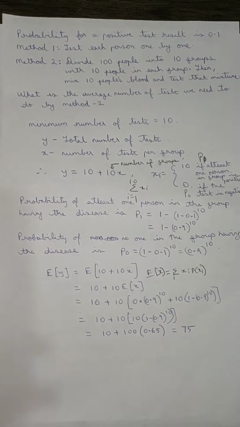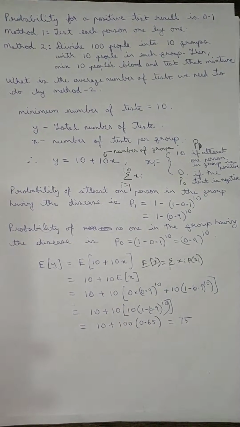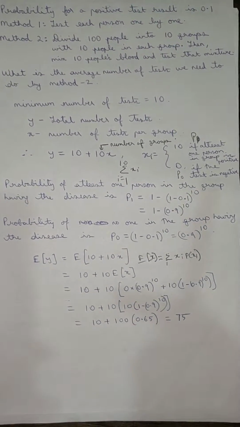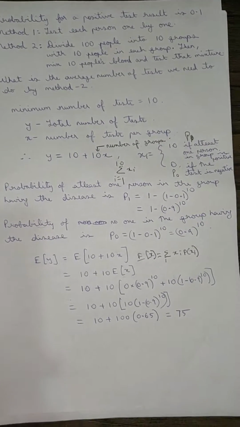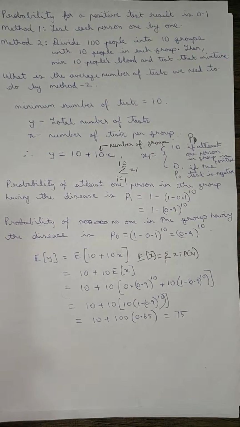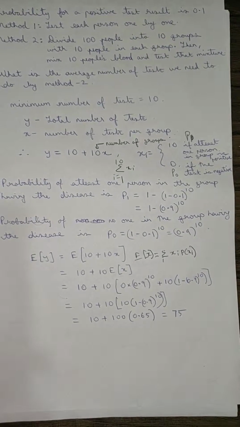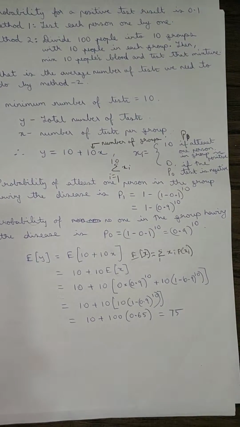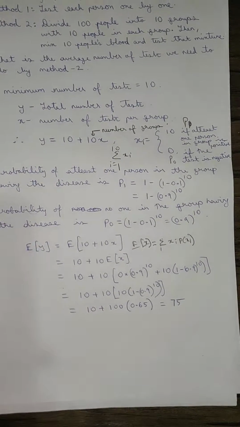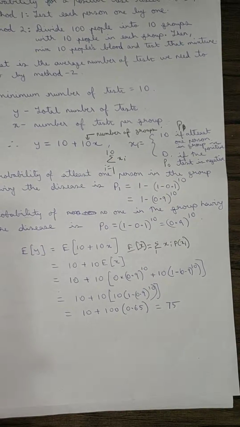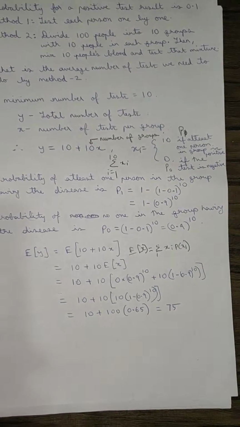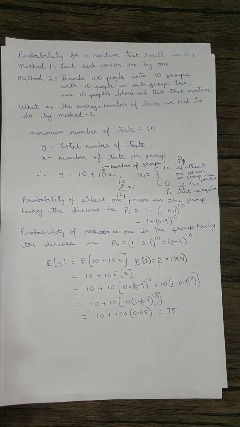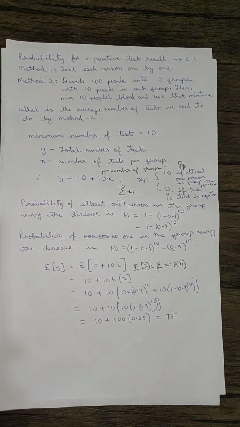So the expected value is 10 plus 10 times p0, which is the probability of no one in the group having the disease, times 0, plus 10 times p1, which is the probability of at least one person in the group having the disease. Substituting the values and doing the calculation, we get 75. So the average number of tests required using method 2 is 75, which is better than method 1, which requires 100 tests.